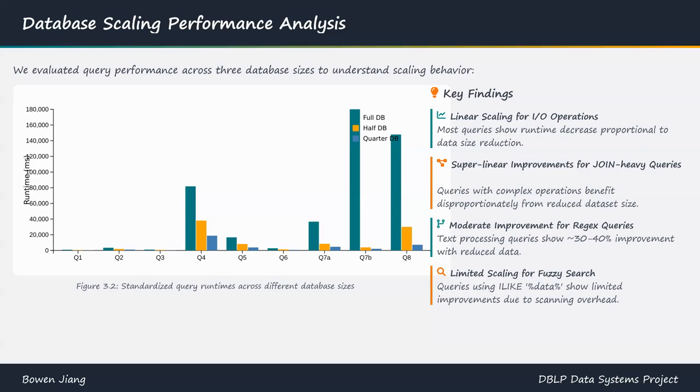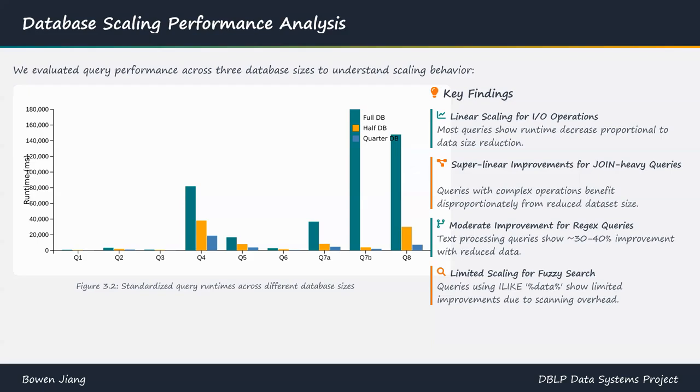Fourth, text search queries didn't scale as dramatically. Queries like LIKE on text fields showed limited improvements because these operations often require scanning the entire column, even when the dataset is reduced. This finding later informed our indexing strategy to accelerate text search efficiently.